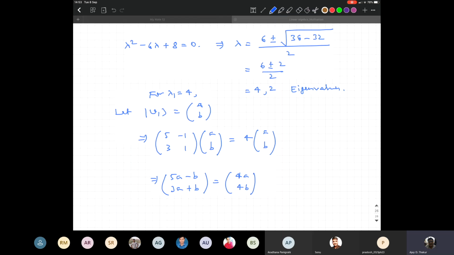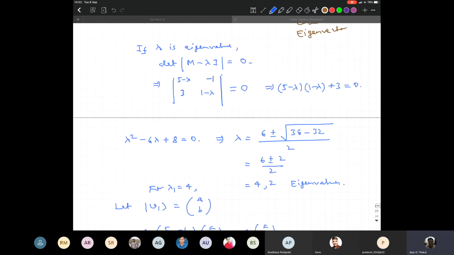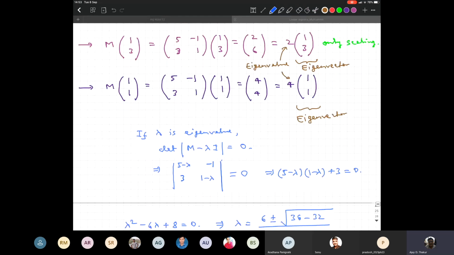So this leads to two equations, which really implies 5A minus B equals 4A. So that's like 5A minus 4A, A equals B. And similarly 3A equals 3B. So therefore, one of the typical eigenvectors could be, without normalization, (1, 1). So that is the corresponding eigenvector for 4.